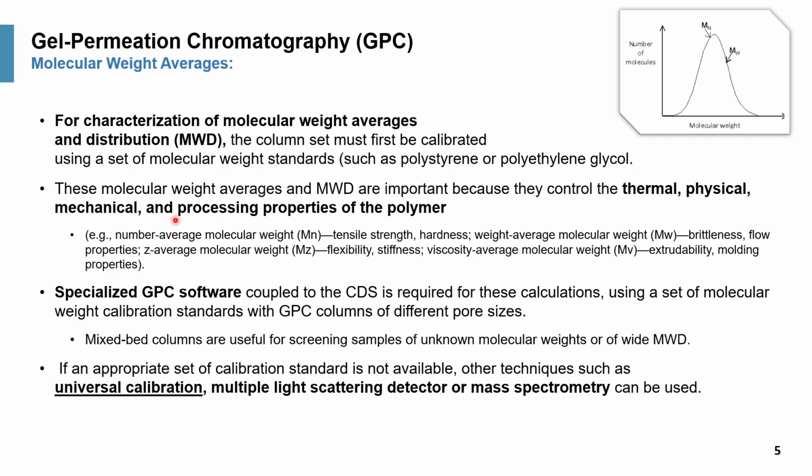Further comments on GPC on molecular weight averages. So we mentioned molecular weight averages and molecular weight distributions to give you a profiling of the sample. And there are many different types of averages, which will be defined later. And in order to calculate these molecular weight averages, one needs a specialized GPC software, which is typically an additional optional software package linked to the CDS, chromatography data system.